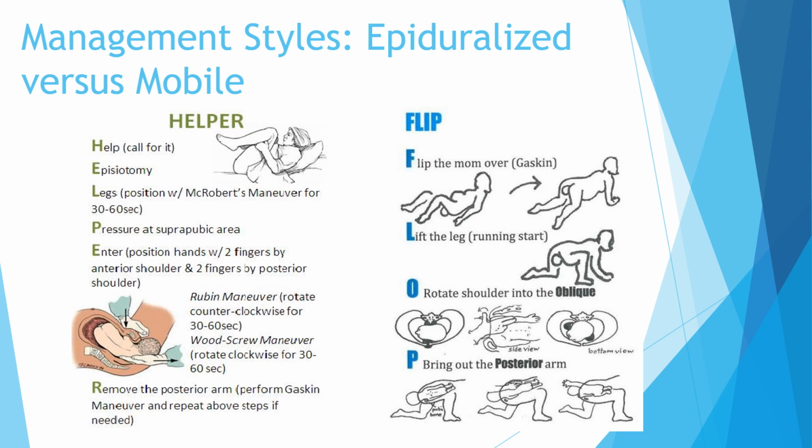knees, rotating the angle of her pelvis, going from Gaskin, going side to side, doing that Parkinson maneuver, changing the angle of the pelvis so we can have her body rotate the baby. If we need to go in and help, we're trying to get into that oblique angle for her pelvis. And then the last would be bringing out that posterior arm when she's in hands and knees.